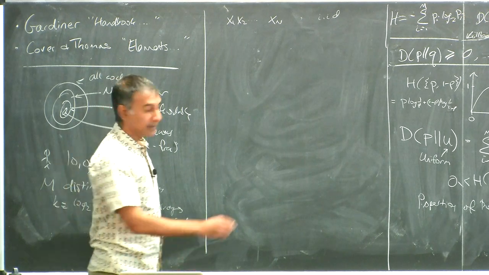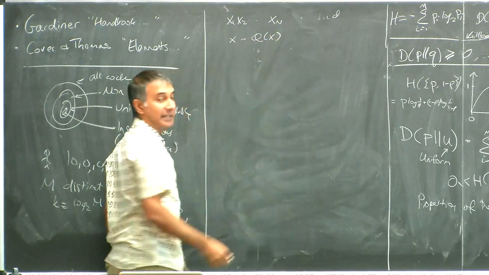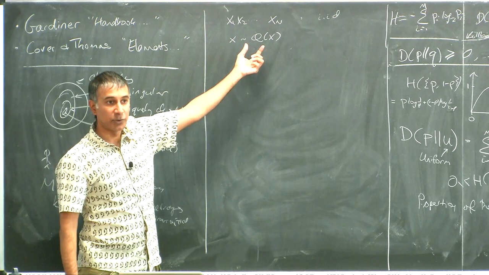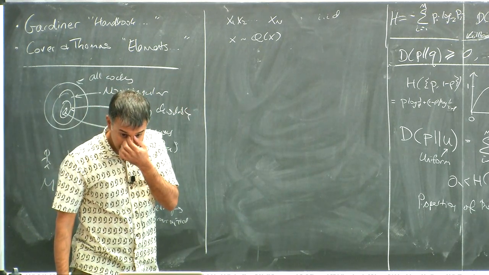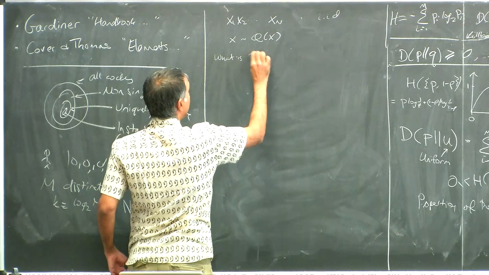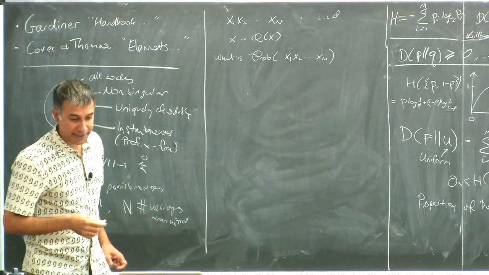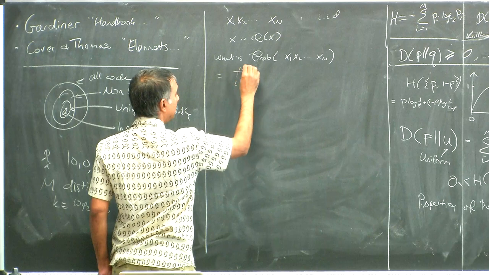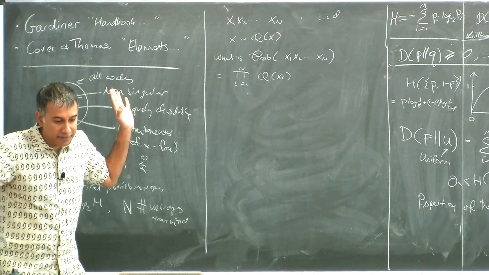And let's assume that the value of each letter is drawn according to some probability distribution Q of X. So X is a random variable, and each one of these X's has a value that's drawn according to this probability distribution. It's the same as that Q I just erased, the actual probability distribution. So now I'm going to ask, what is the probability of getting this string? And that's actually easy. That's just equal to the product for i equals 1 to n of Q of X sub i, because they're all independent, identically distributed.